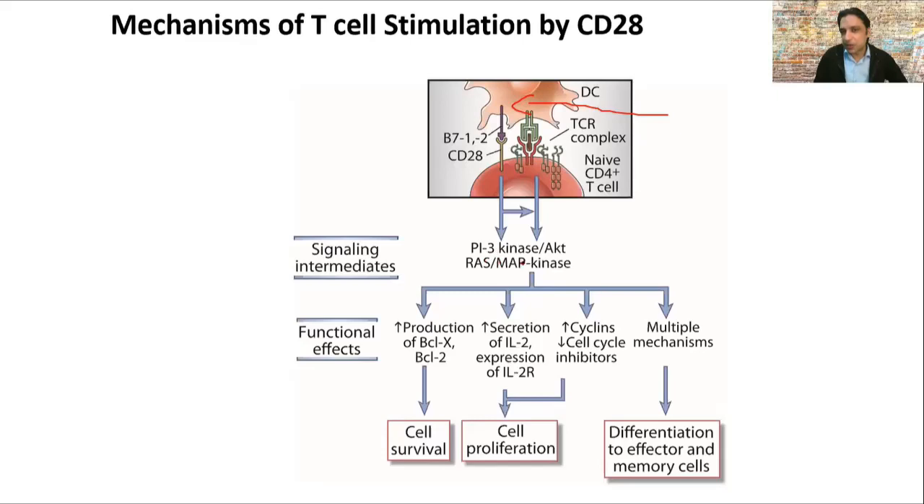It will trigger the PI3K AKT signaling cascade. It is also written RAS MAP kinase. It's also a survival pathway. So once this is done, that will increase the production of BCL-XL and BCL2. That will increase the secretion of interleukin 2 and expression of interleukin 2 receptor. It will increase the cyclins and decrease the cell cycle inhibitors. And it also affects some other mechanisms as well. Just go through some of them. It increases the production of BCL, BCL-X and BCL2.